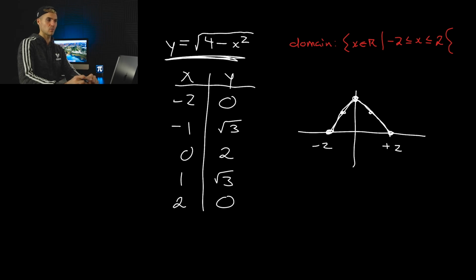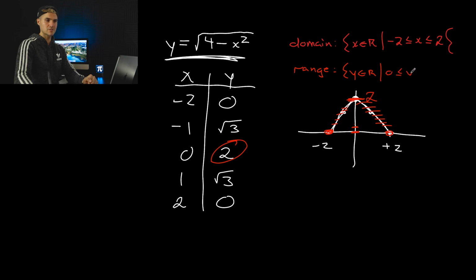And so from here, what's the range going to be? Well, the range starts at 0, that's the lowest y value, and then it keeps going up and up until this y value of 2. That's the maximum y value, and then it comes back down. And so basically the range is all of the y values that are greater than or equal to 0 but less than or equal to +2. We could see that from the graph.